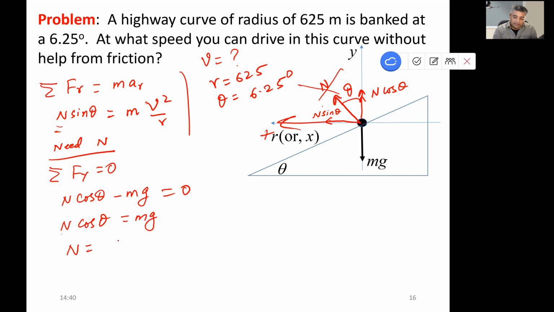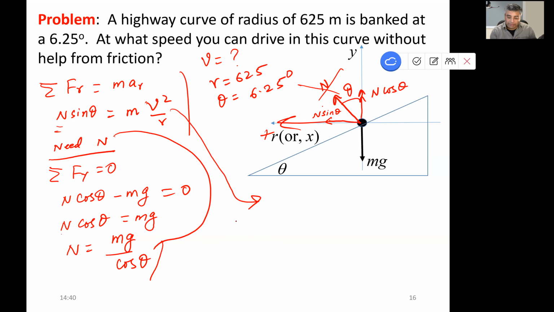So let's solve for N: mg over cosine theta. Hey, the normal force in this case is mg over cosine theta. Normal force is not always mg. Sometimes it can be OMG. Okay, so now let's come back here and plug in N. So what is N? mg over cosine theta. So instead of N, I'm writing mg over cosine theta.